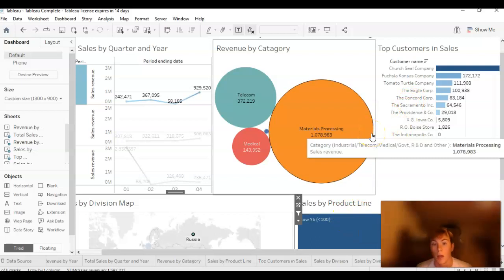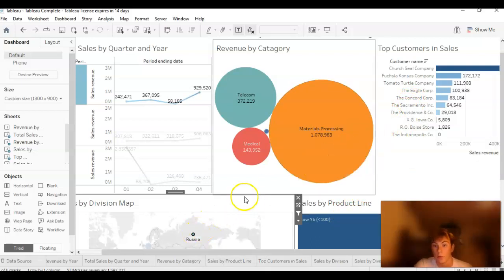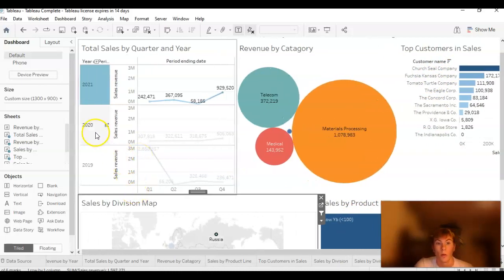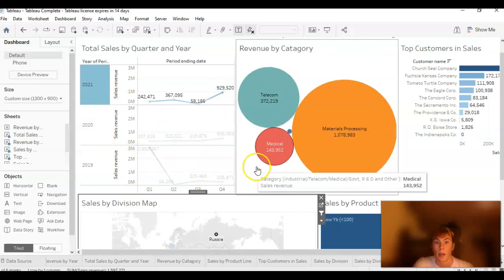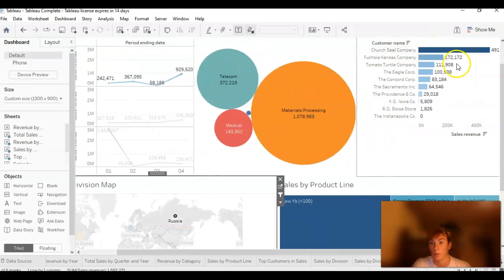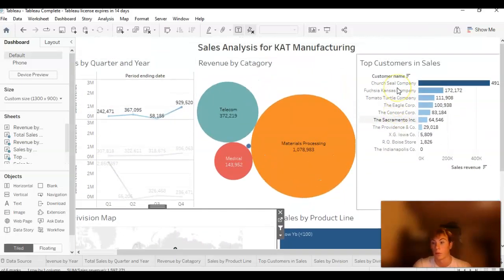So me personally, I would want to know which customers are buying what product line during the region. Say I wanted to know in 2022 what would be my best target for Russia. I would look and see that the Church Seal Company was my top customer in 2021. So that would indicate that 2022 would be a good year for the Church Seal Company as well, and that I should focus on them.